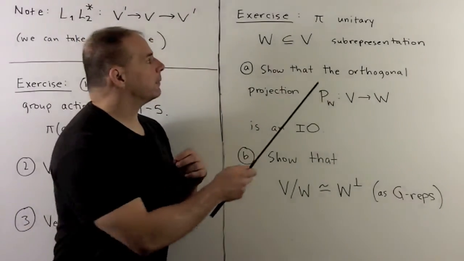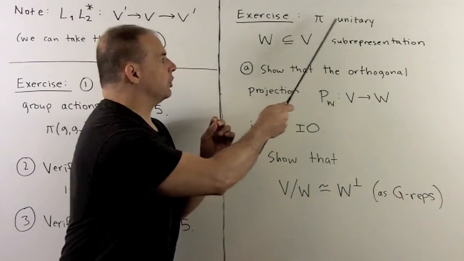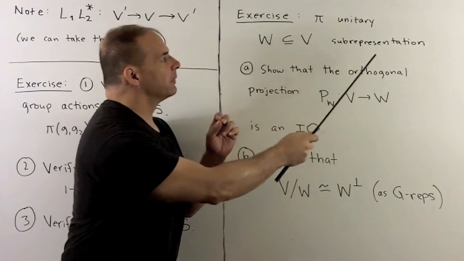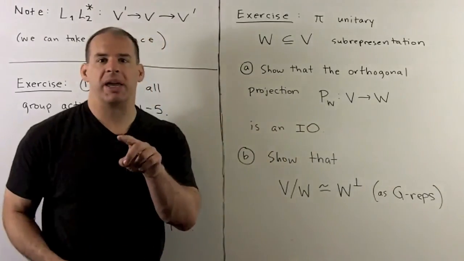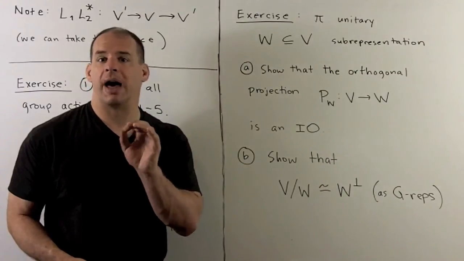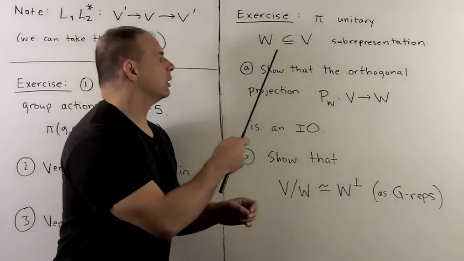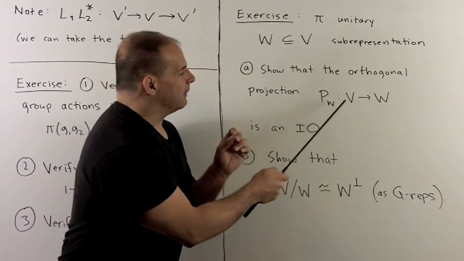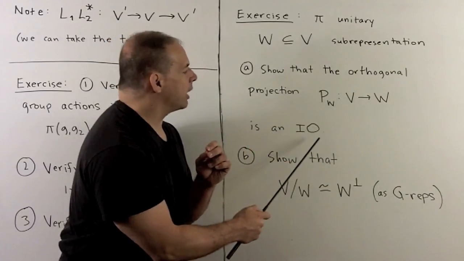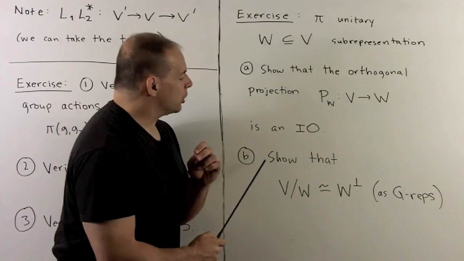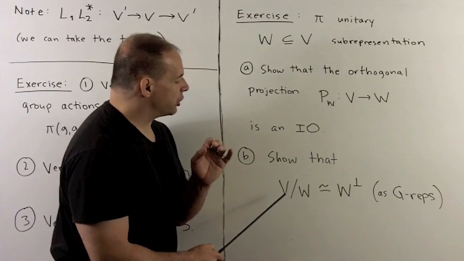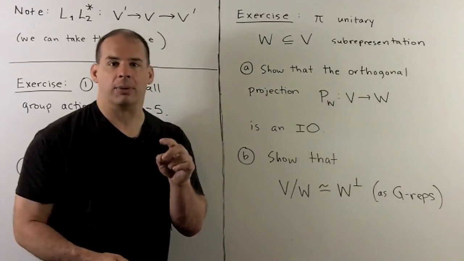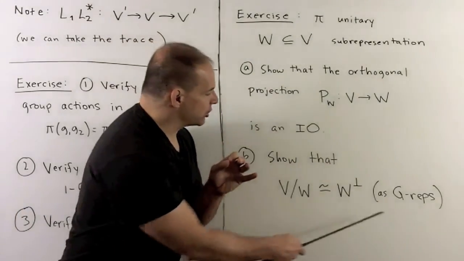Another exercise. We'll assume that we have pi V unitary. We're going to have W inside of V as a subrepresentation. So W is just going to be a subspace that's carried back to itself by all pi of G. We want to show the orthogonal projection, P_W, carrying V to W is an intertwining operator. And then with that, we want to show that the quotient representation on V mod W is equivalent to the orthogonal complement of W as G representations.